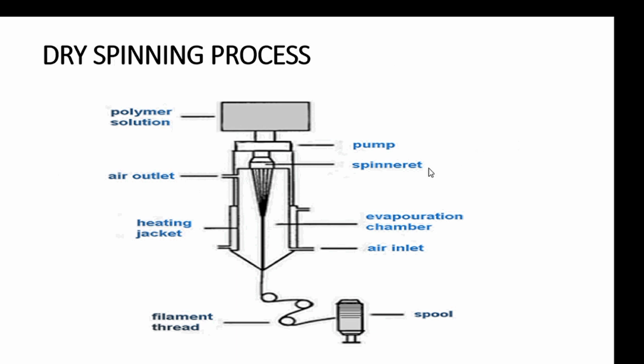After that, the polymer or the filaments are extruded from the spinneret, same as in melt spinning, and the air is entered and from here the air is outed. So it is for drying and evaporation purposes. After that, the filaments are drafted and then wound onto the spools, or you can say bobbins.